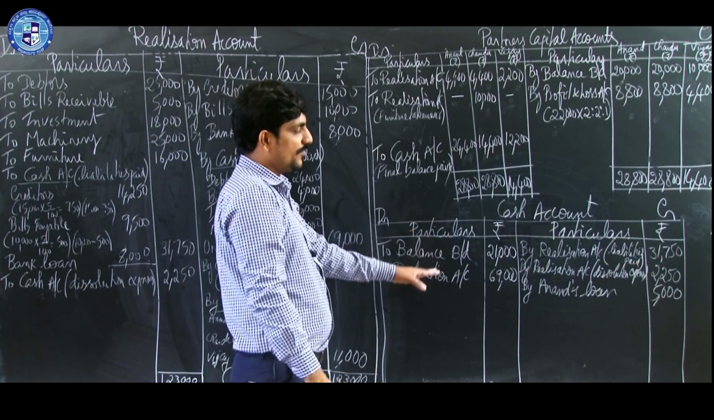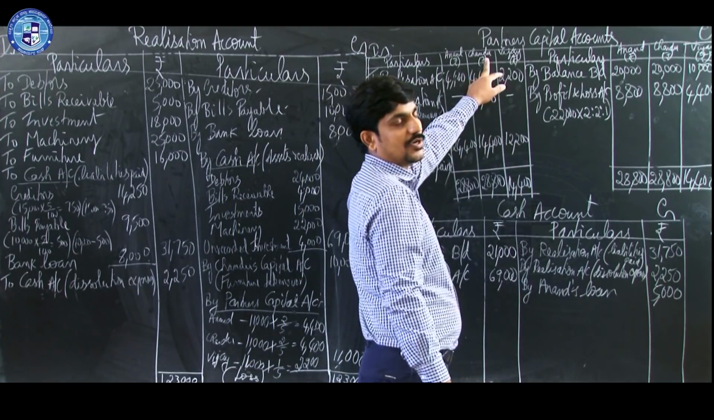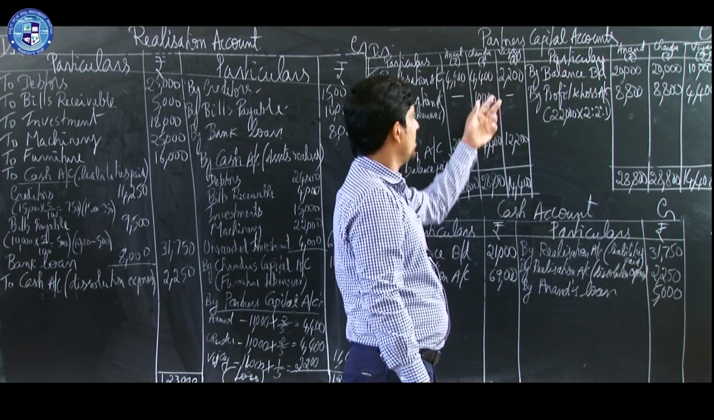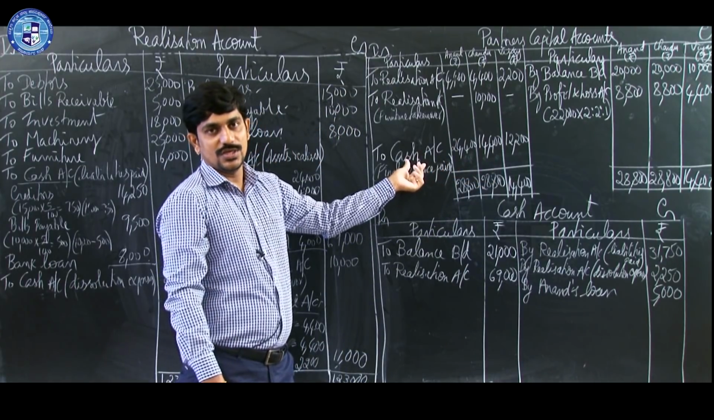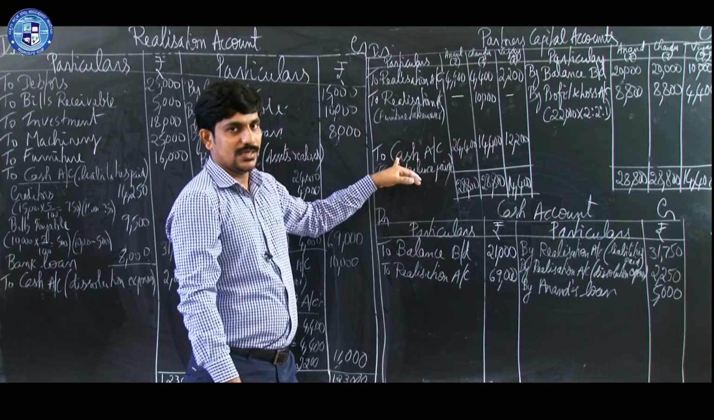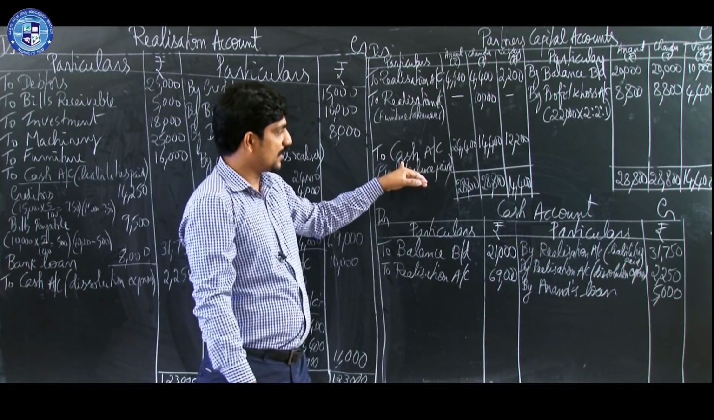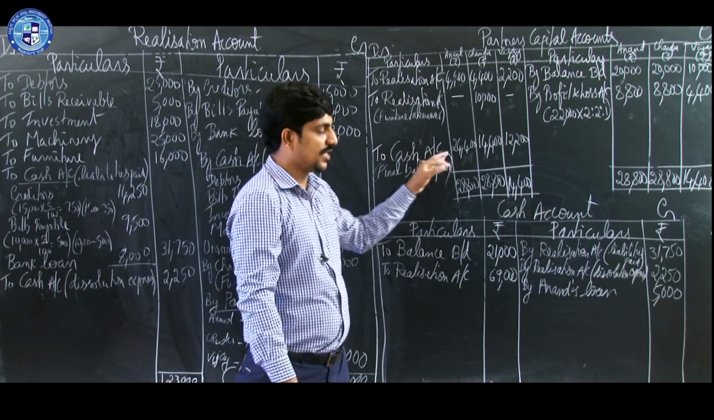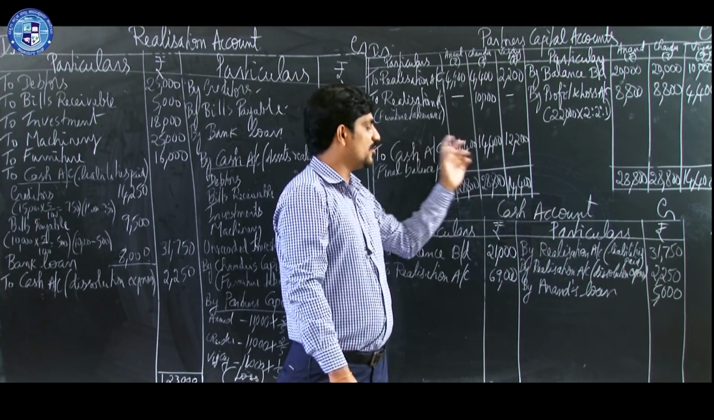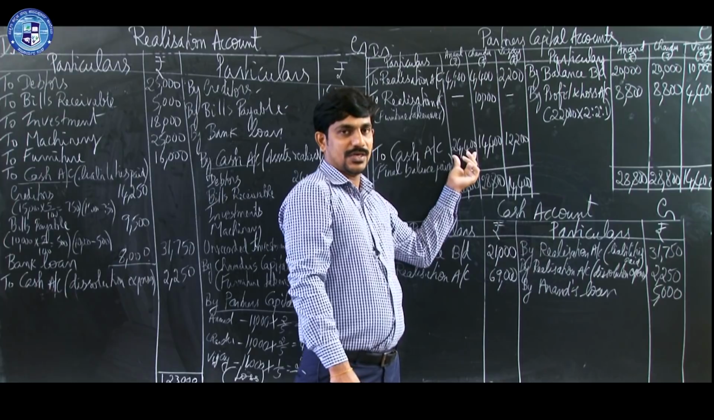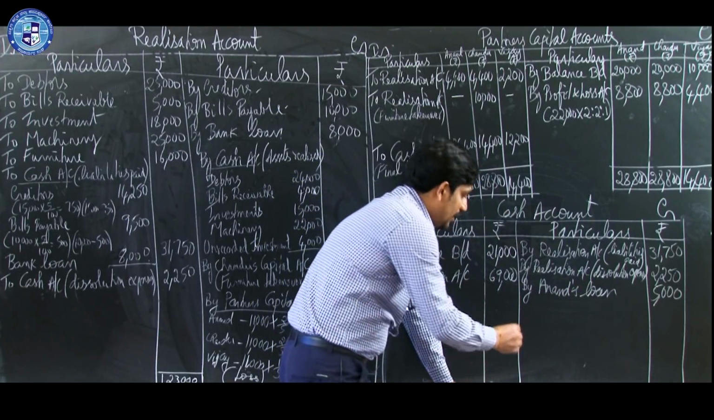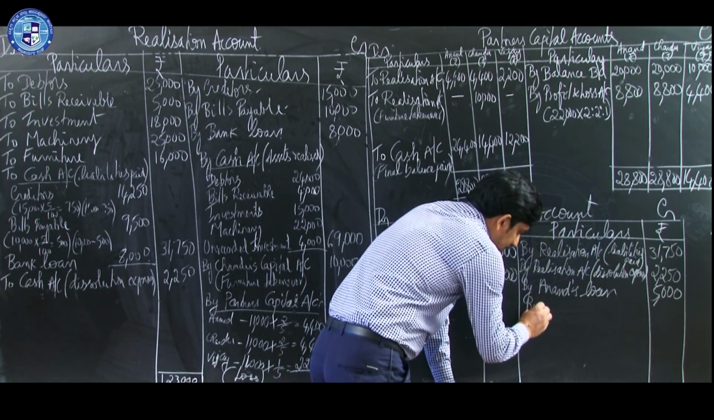Now, after recording the partner's loan, finally you have to record the balance of the partners' capital accounts. Which side did we have the balance on? On the debit side. And this amount we transfer to the cash account, so from the debit side it will go to the credit side, because the firm has to pay money to the partners. Payment will go to the credit side.